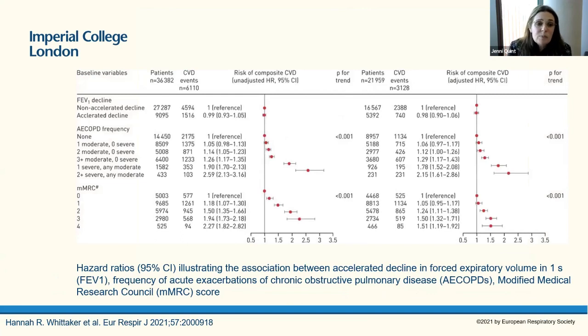Then Hannah Whitaker, as part of her PhD in my group, went on to look at cardiovascular risk by a number of different factors: lung function, fast and slow decliners, as well as exacerbation severity and dyspnea. She again showed that certain subgroups of people with COPD are at increased risk of cardiovascular outcomes.